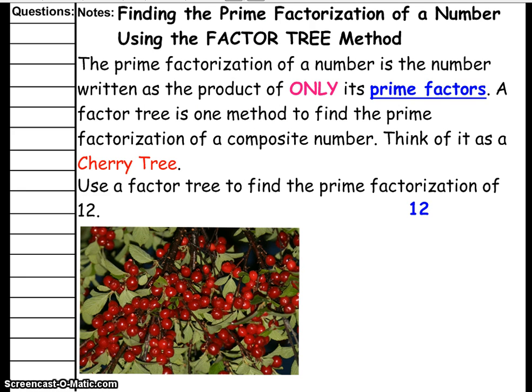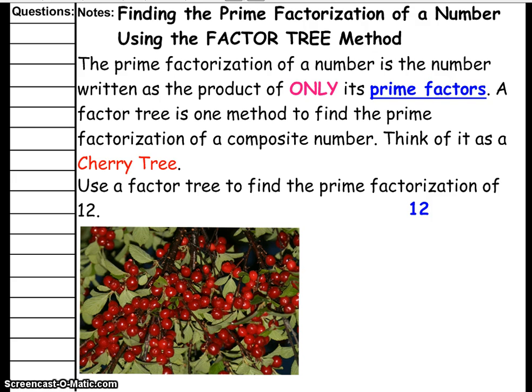The first section we're going to cover is finding the prime factorization of a number using the factor tree method. First, we have to understand, what is prime factorization? Well, it is a number written as the product of only its prime factors. A factor tree is only one method we can use to find the prime factorization of a composite number.